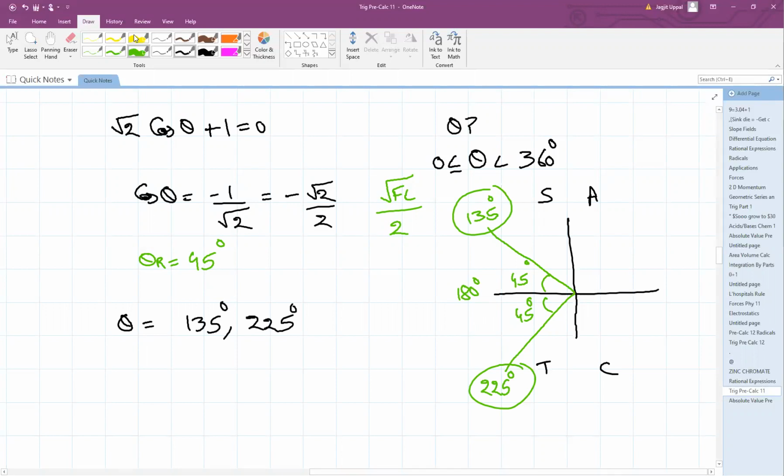Does that make sense? Now, read. They can trick you. You know what they can say? They will say the domain is only from 0 degree to 180 degree. That means now you need to write your answers between 0 and 180. If this was your domain, then the only answer would be any answer that falls from here to here, which would only be 135.